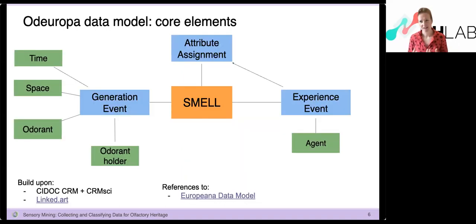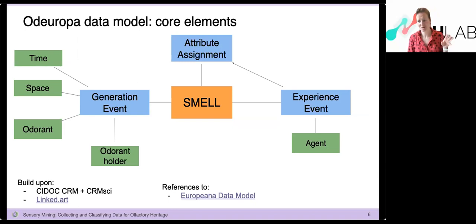So what does that look like? We've got a smell, but what is a smell? If you ask a chemist, it's a bunch of molecules. If you ask a perfumer, it's a combination of various compounds. We define a generation event: how did the smell get made? And an experience event, because we talk about smells that we experience. We smell something and then we have an opinion on it. We mention it in a book or we paint about it.